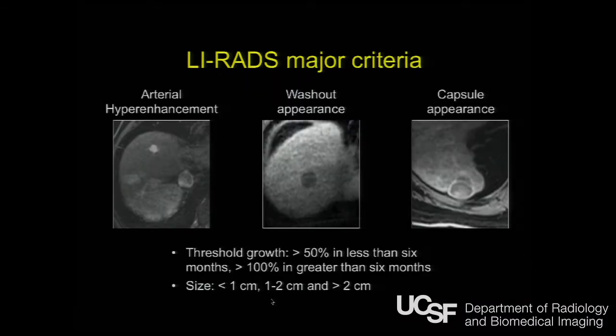So again, the major criteria, just to reiterate: arterial phase hyperenhancement, washout appearance, and capsule appearance, and then threshold growth. Threshold growth is defined as growth greater than 50% in maximum diameter in less than 6 months, or greater than 100% in greater than 6 months. Okay, and size is broken up between less than 1 centimeter, between 1 and 2, and greater than 2 centimeters.